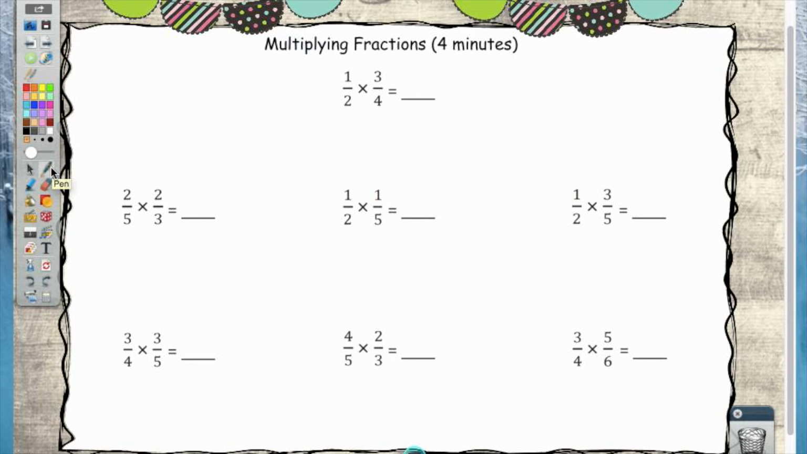Multiplying fractions. It's not too hard. Down here is the only one you might need to simplify. You can simplify ahead of time, or you can multiply and then simplify after you multiply, okay? But go ahead and work through these. Check your answers with mine. Make sure I'm doing them correctly.